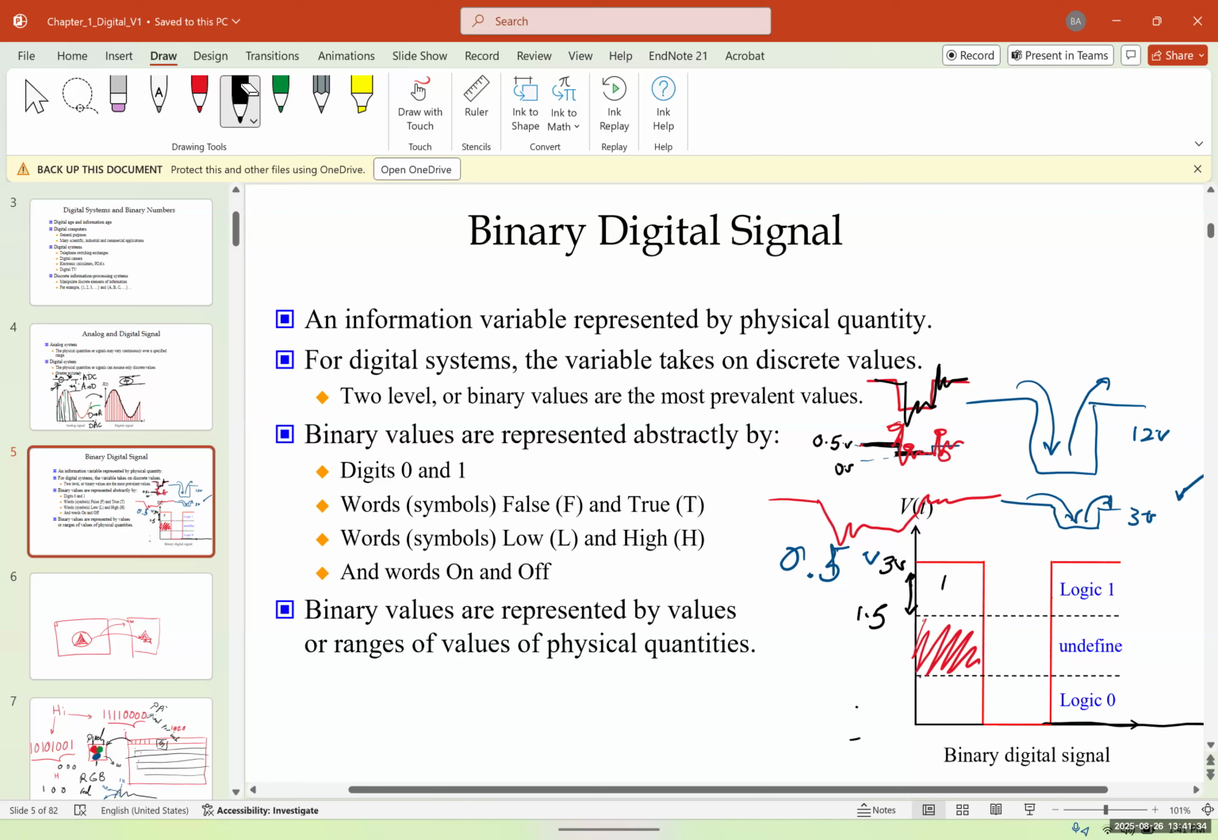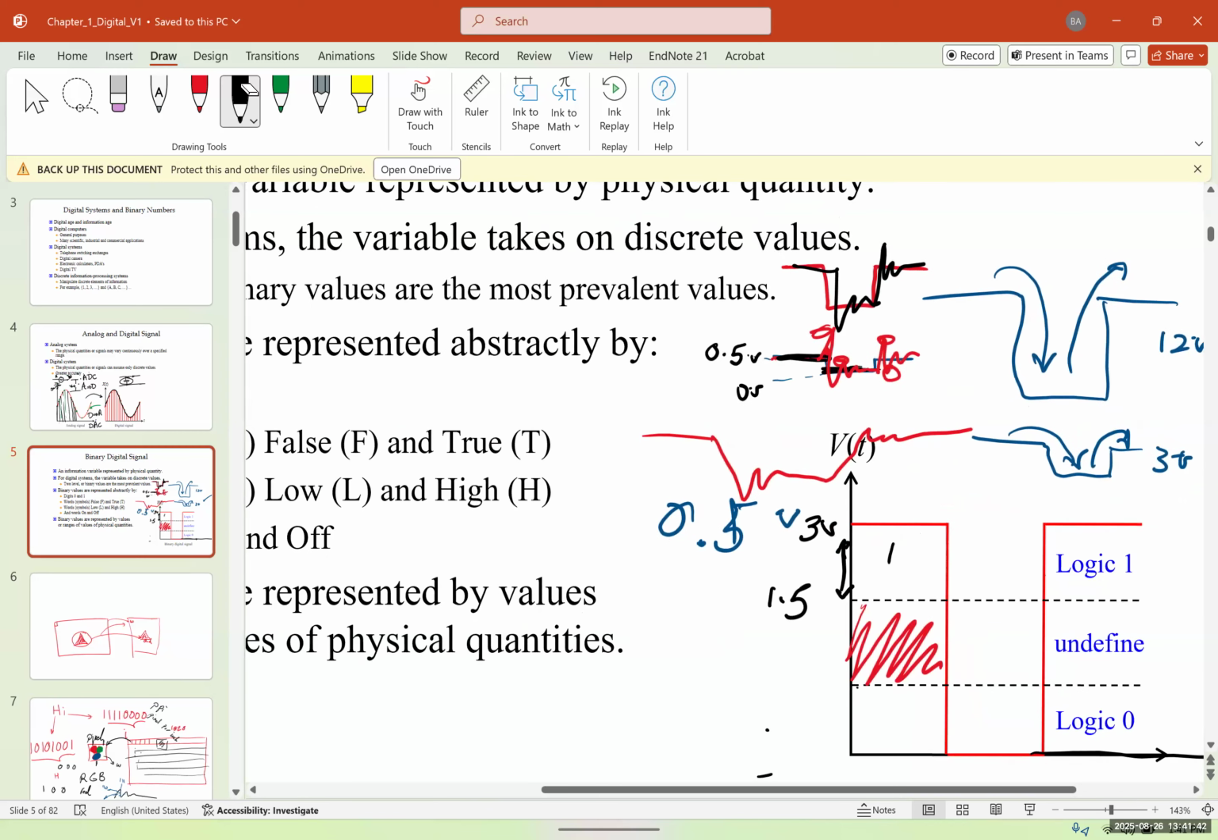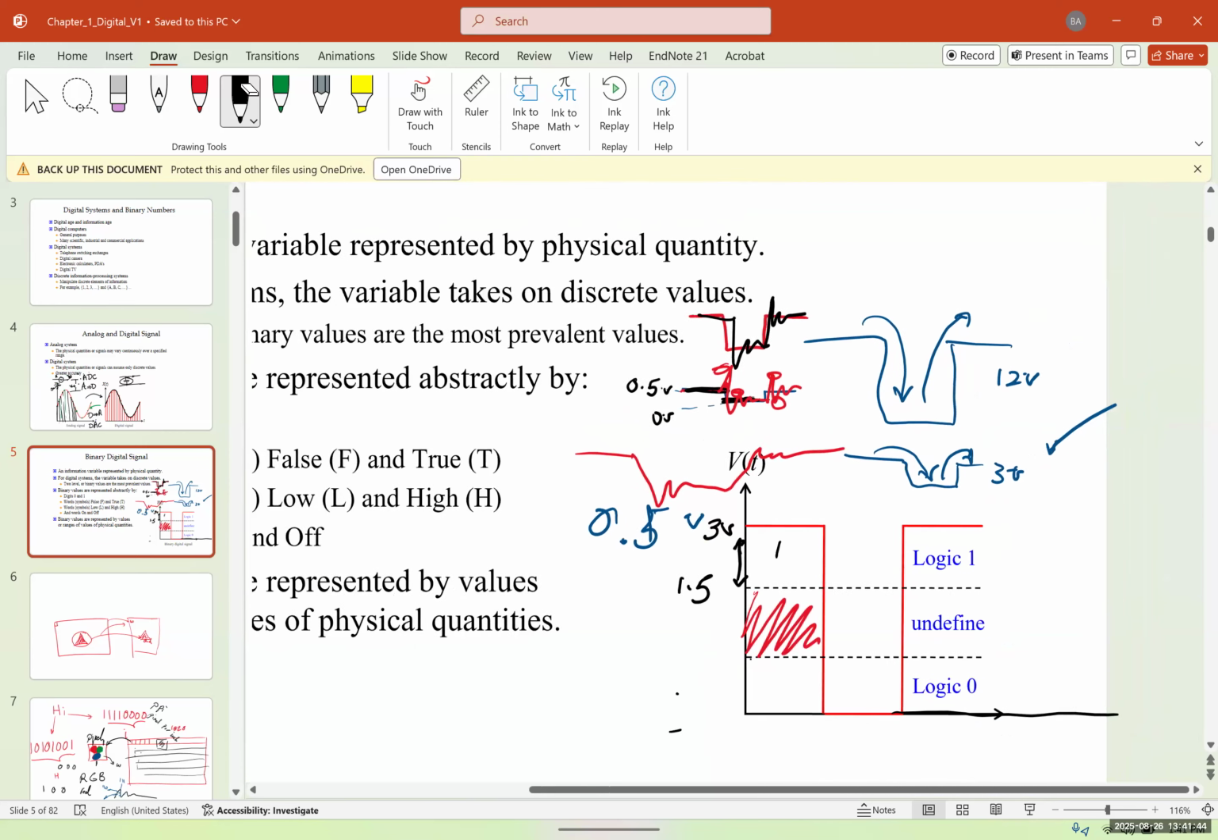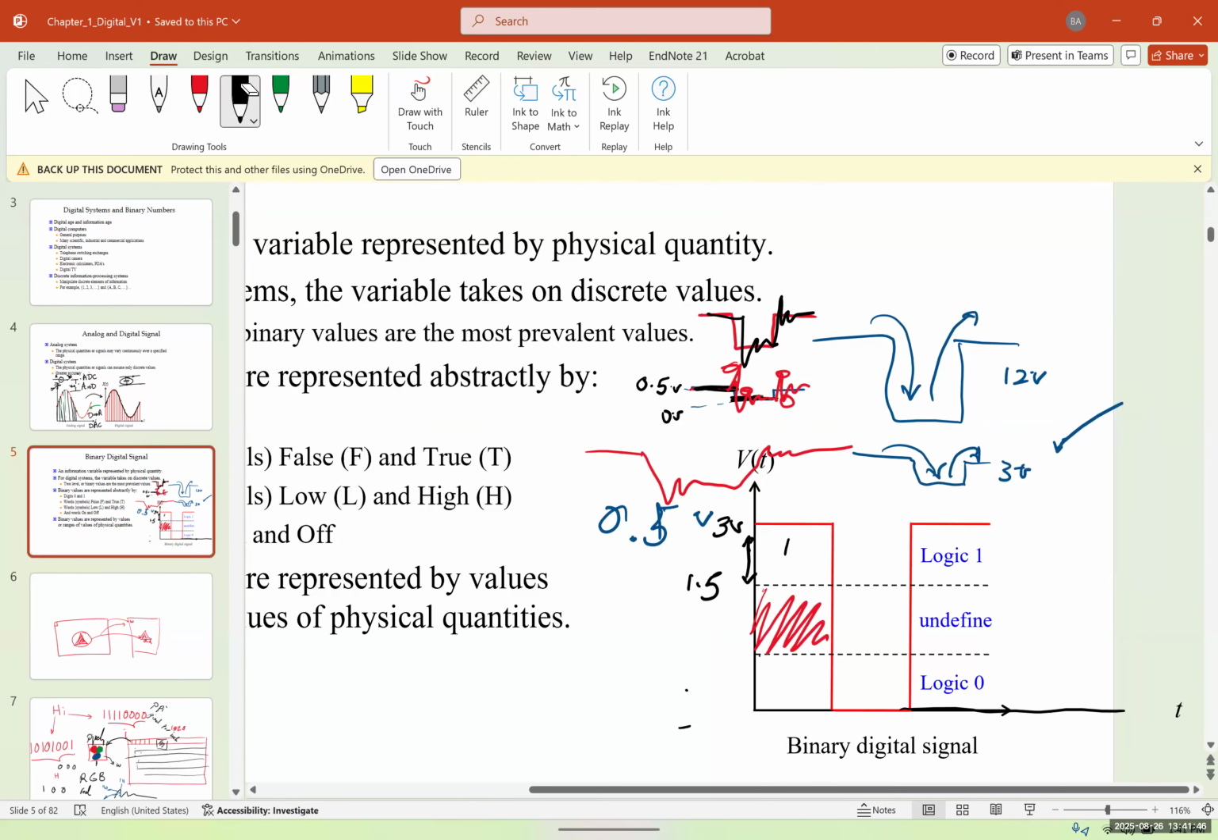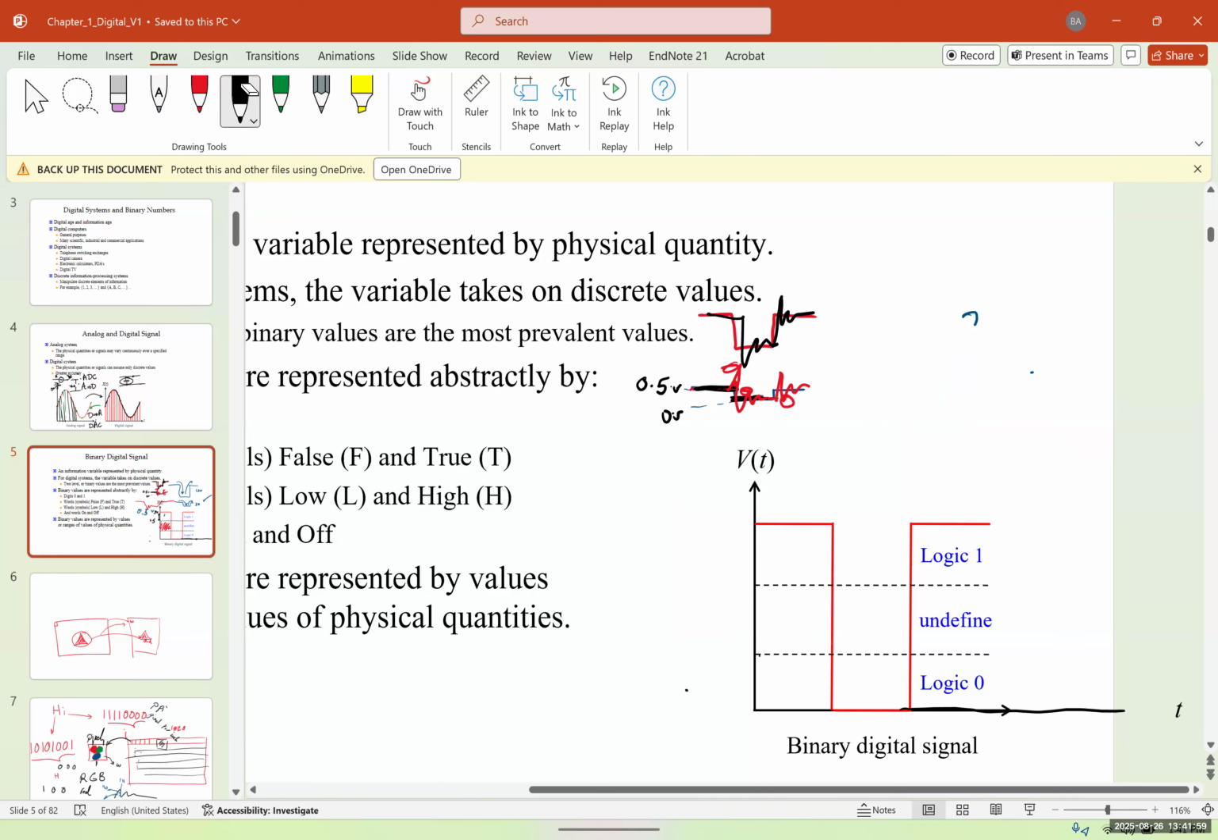Binary values are represented by values or ranges of values of physical quantities. Again, you can read faster than I can. But in a digital system, we usually show them with different levels of voltage, okay? So here, let me erase this so you can see. These are the notes from last year. Let me erase it so you can see better.